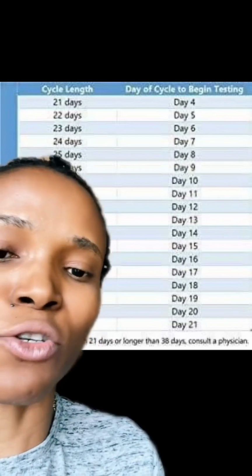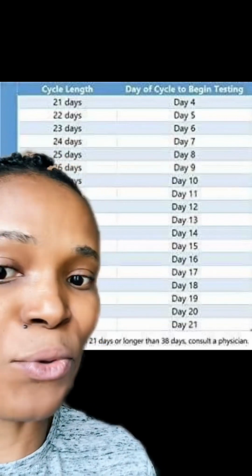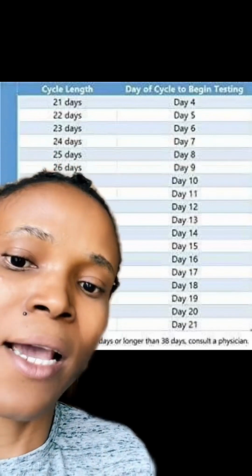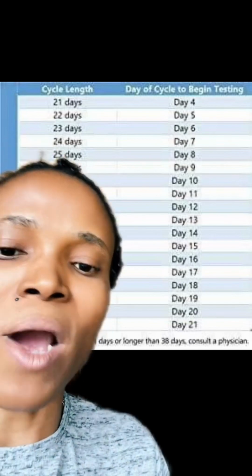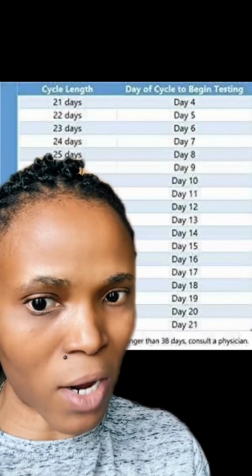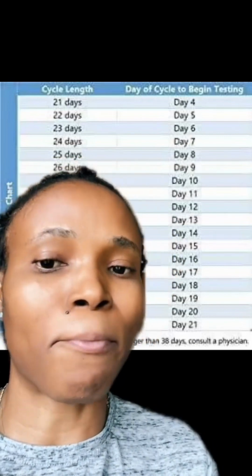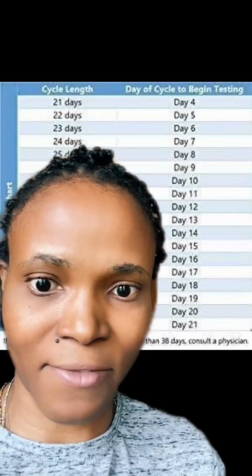In my next video, I'm going to be showing you what ovulation strips look like and how you can use them. You start testing with the ovulation strip and you have to test for 3 to 5 days. Maximum, do them 5 days. When you want to test, make sure you test in the morning and in the evening. Why do I say so? A lot of people would not ovulate in the morning and would ovulate in the evening.